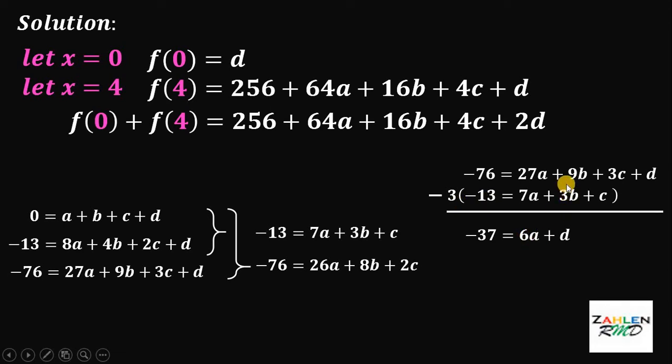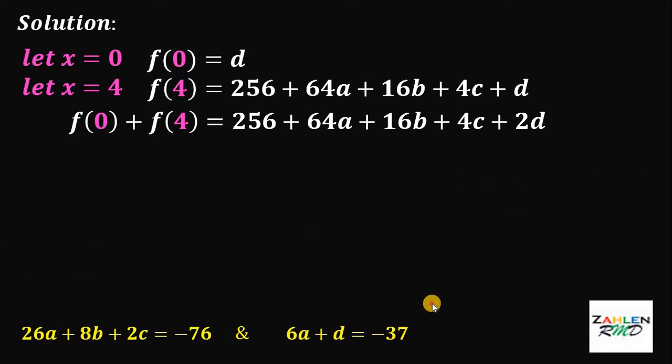We can cancel out 9b and 3c. And we have negative 37 equals 6a plus d. Now at this point, I will tell you that we can now evaluate this expression f of 0 plus f of 4 using these two equations: 26a plus 8b plus 2c equals negative 76, and 6a plus d equals negative 37. Now the question is, how?